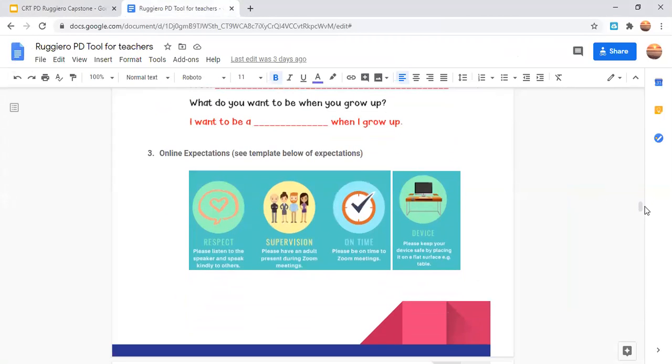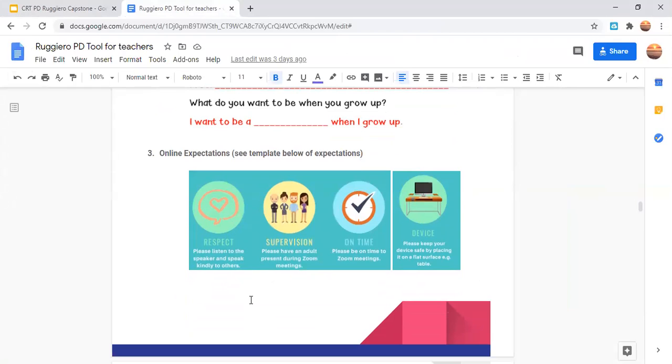So these are the online expectations. Now you can have these in your room if you use computers, or you can post these online, but I would get students used to something to this effect. It doesn't have to be exactly, because everybody's got some different needs depending on what they teach and their group of students. But the first is to respect the speaker and listen to others.